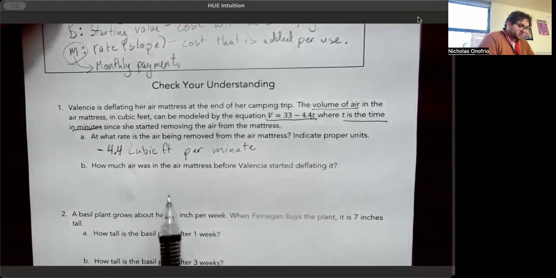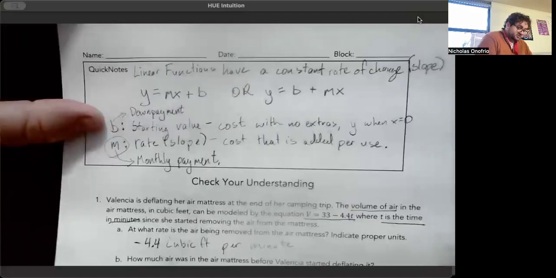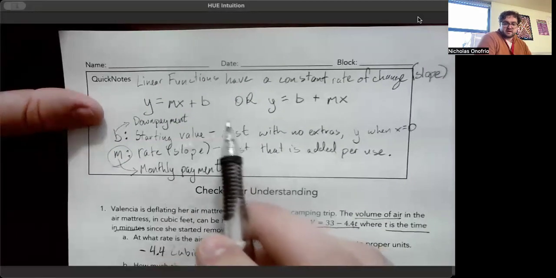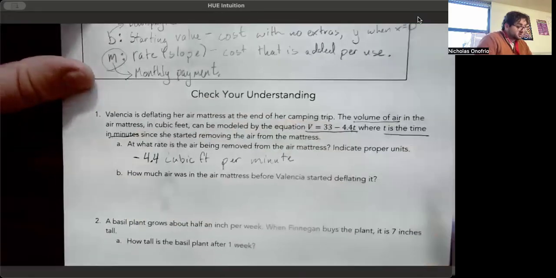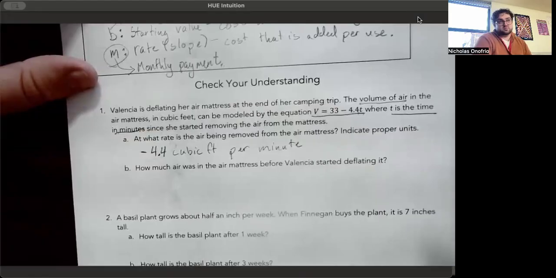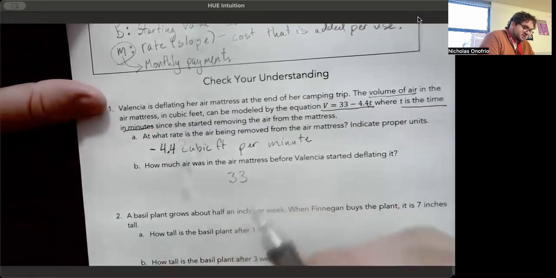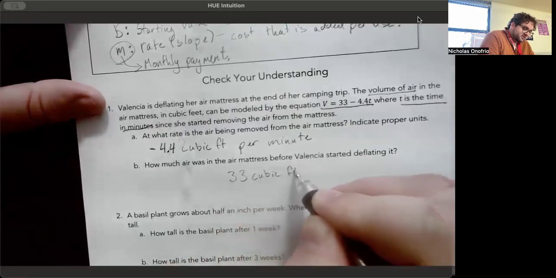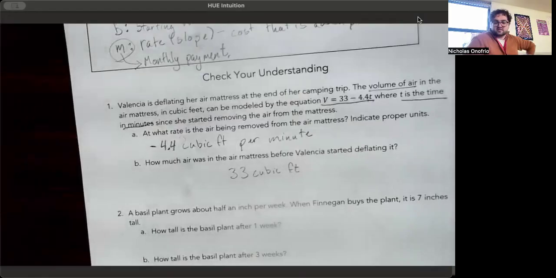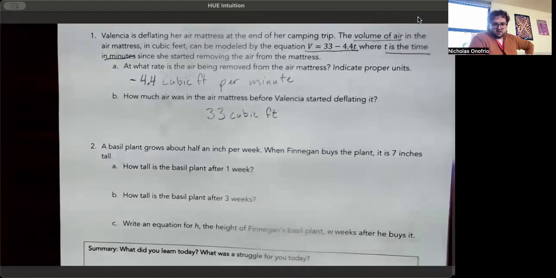How much air was in the air mattress before Valencia started deflating it? What was our starting value in the mattress? Our starting value is our B. It is not attached to a variable. So we look and see our only other number option. Yes, this one's pretty easy, isn't it? We see there were 33 cubic feet of air in the mattress before Valencia started deflating. All right.